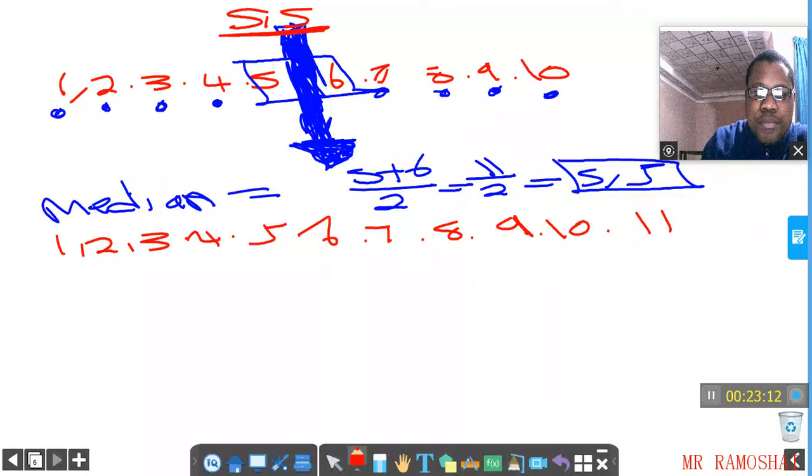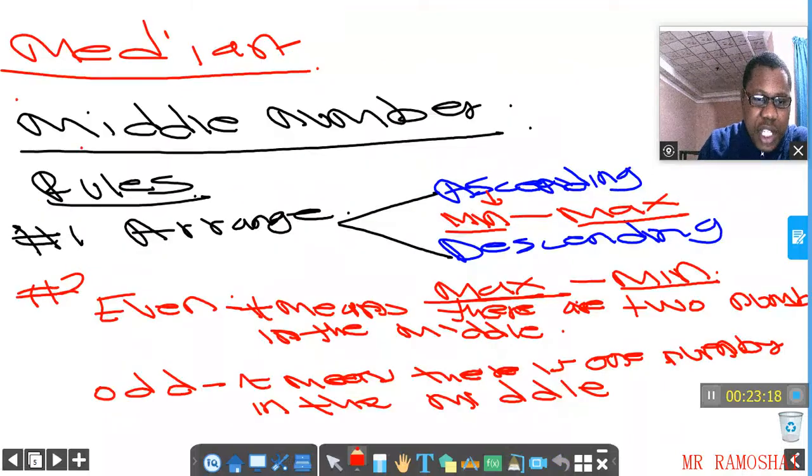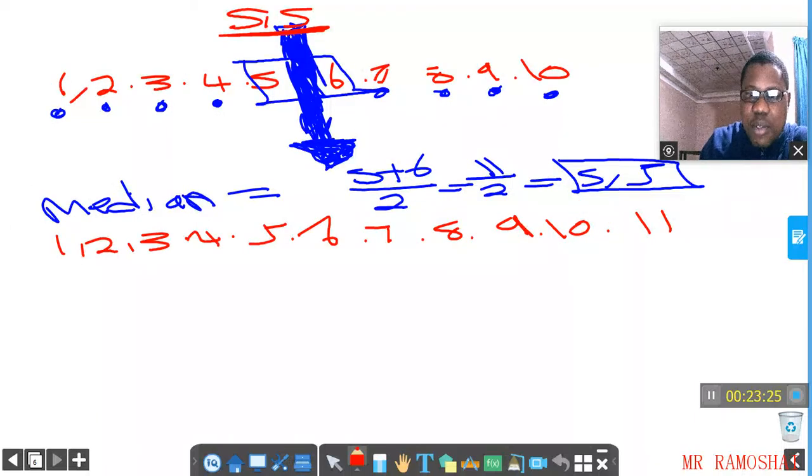11. So when you look at this data, it has an odd number. What does it mean? We go back, we check here. Odd number means there is one number in the middle. Right, let's count them. I'm going to count 1 2 3, 1 2 3, then I say 4 4 5 5. So the middle number here, we don't have to calculate our middle number. Our middle number is 6.